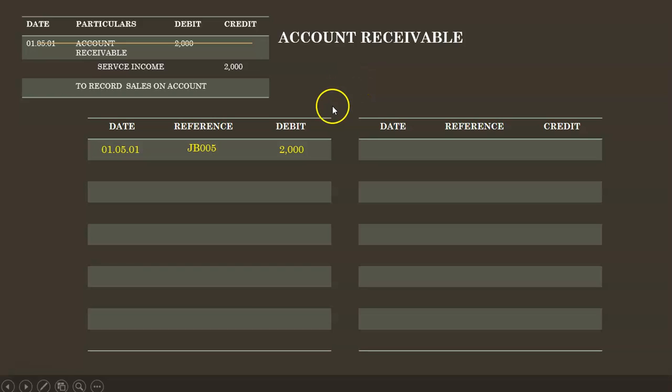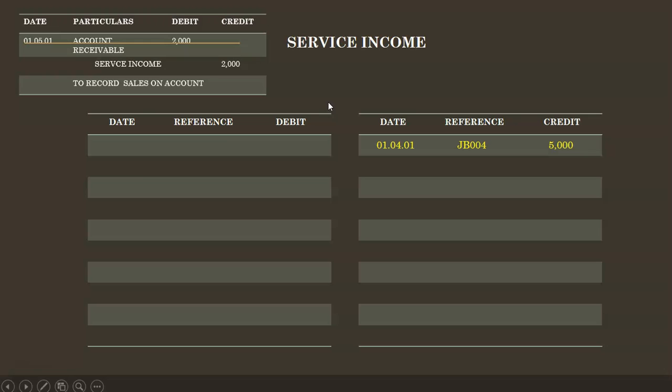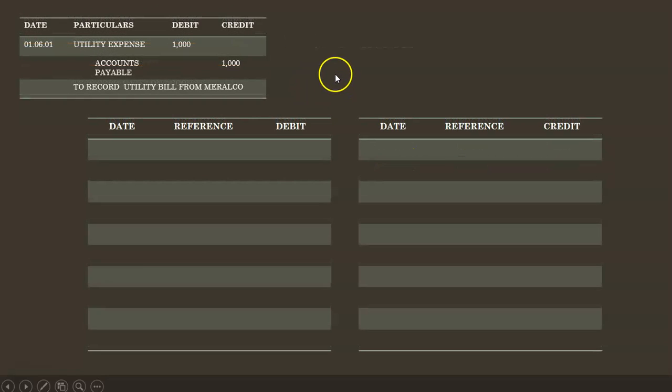Let us now proceed to our service income page. Okay, we already have the earlier entry here, so let us add this 2,000. Okay, journal book entry number 5, 2,000. Apology for the wrong spelling, I missed the letter I. Okay, we are done with this. Let us cross out, so we have a sign that it is already posted. So, let us proceed to our transaction number 6.